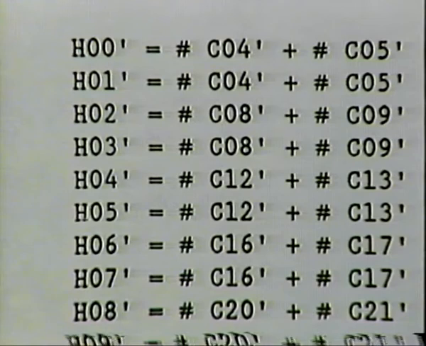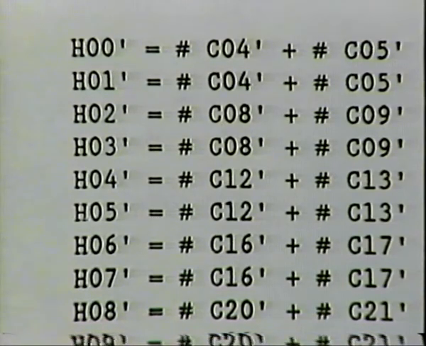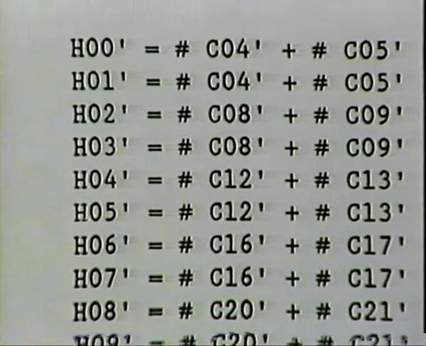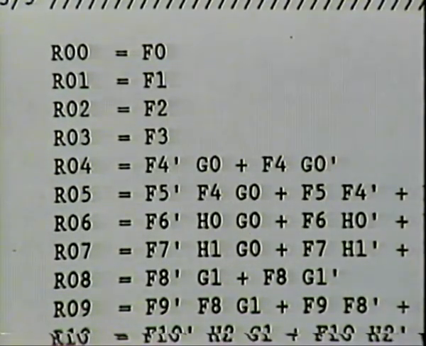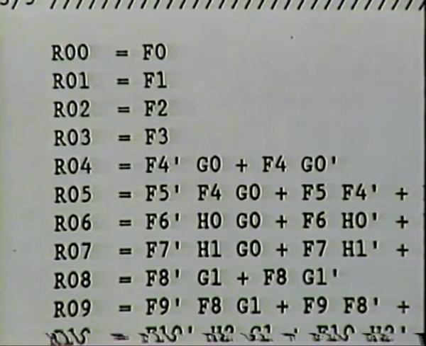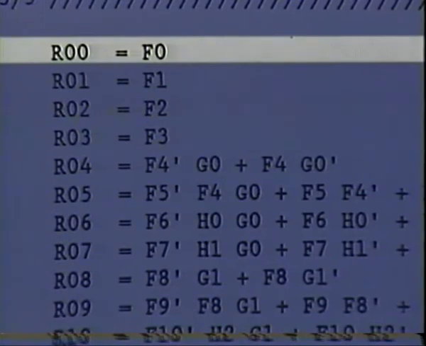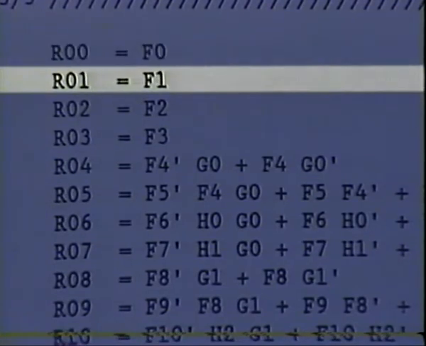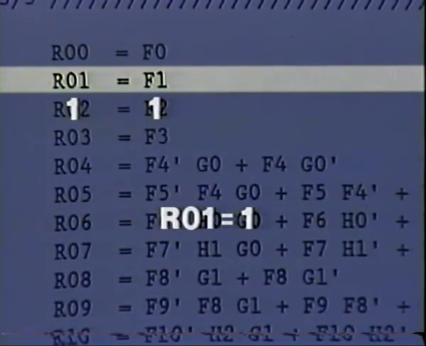The H terms are next. Since H terms are made from C terms, and there weren't any C terms, there aren't any H terms valid. Now the R terms are made. This will be the final result. The R terms are sum bits. R0 is made from F0, and we know F0 is a 0. R0 is a 0. R1 is made from F1. F1 is a 1 and R1 is made. The rest of the R terms are zeros.